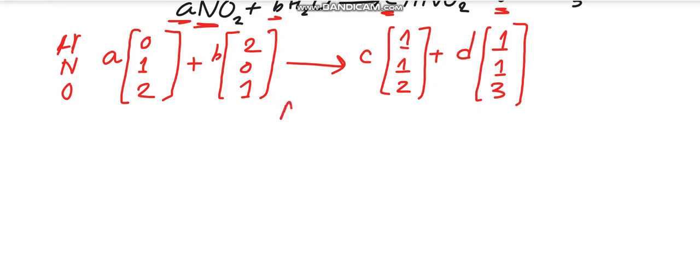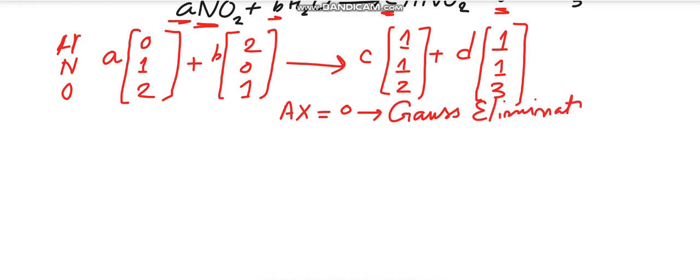Once you write this chemical equation into the vector notation, the next step is to write it in the form of a system of linear equations, which is Ax equal to 0, and then I will apply the Gauss elimination method for finding the values of these coefficients. For writing this in the form of a system of equations where the right hand side is equal to 0, I will have to take all these products on the left hand side, making the right hand side equal to 0.